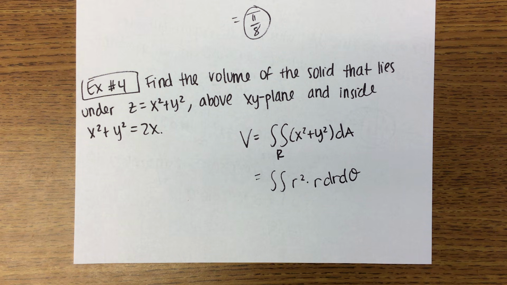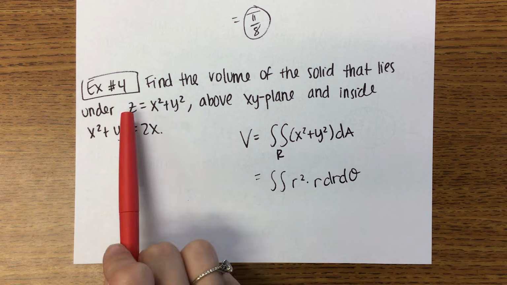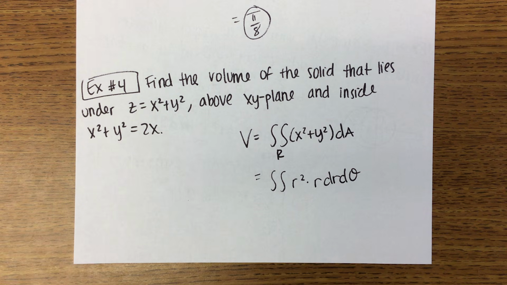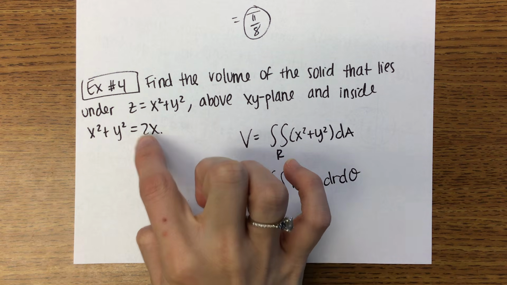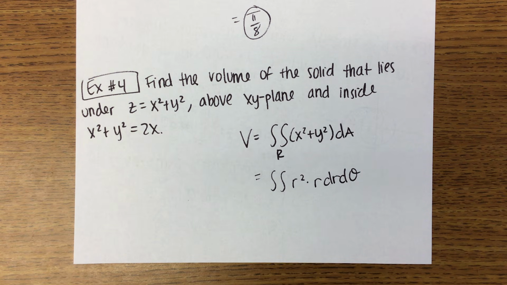Okay. Forgot to ask us what these would be. Z equals x squared plus y squared. If I graphed that, what would it look like? Paraboloid. So that one's a paraboloid. What about x squared plus y squared equals 2x? That one would be a cylinder, yes.